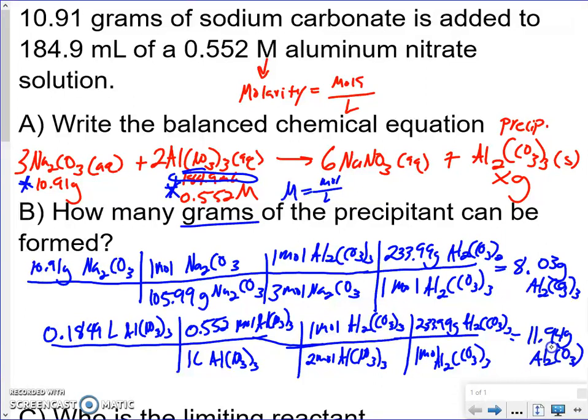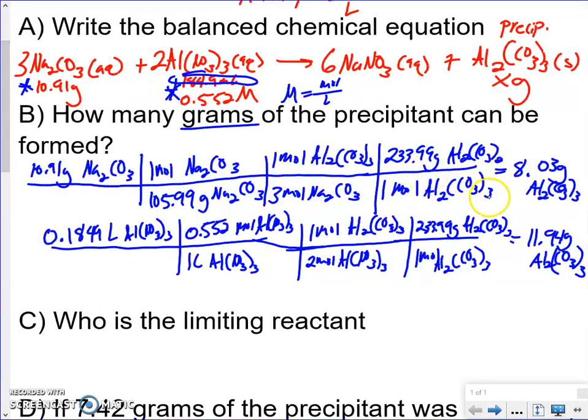Once we have these two values, we have to recognize that the amount of precipitant that can be formed is going to be our smallest amount. Once 8.03 grams of aluminum carbonate has been formed, all of my sodium carbonate is gone, because that's the max amount of aluminum carbonate that can be made from this amount of sodium carbonate. So there's no more of this. It's used up. Once it's used up, there's no way for the reaction to proceed forward. So there's no way 11.94 grams is going to be made. The only amount that can be made is 8.03.